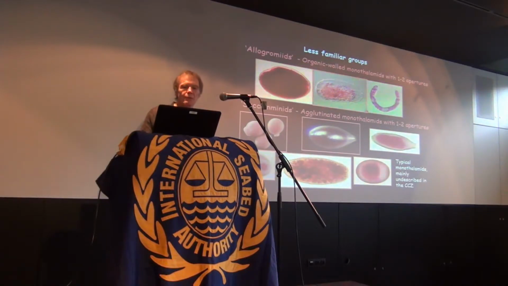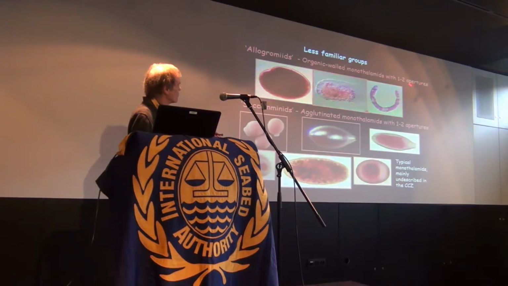And then we come to the less familiar groups: allogromids, which are organic-walled monothalamids with one or two apertures, in different shapes, oval, sort of tubular, and then the 'saccaminids', which are agglutinated monothalamids with one or two apertures. I put these in inverted commas because these are just convenient groupings, and they're not to be considered as formal taxa. So these are typical monothalamids. They're mainly undescribed, and these are all from the CCZ.